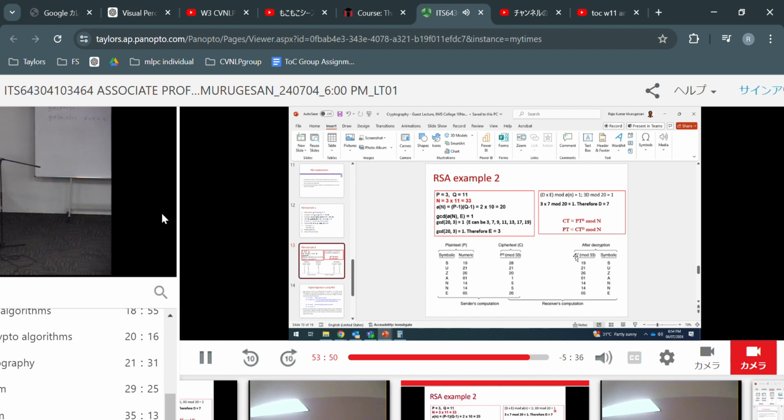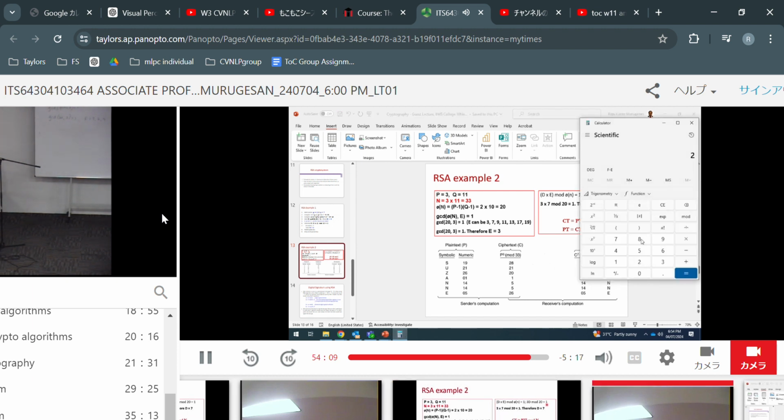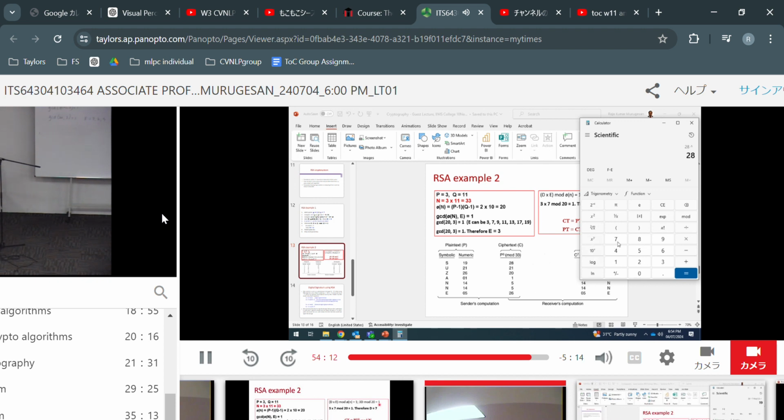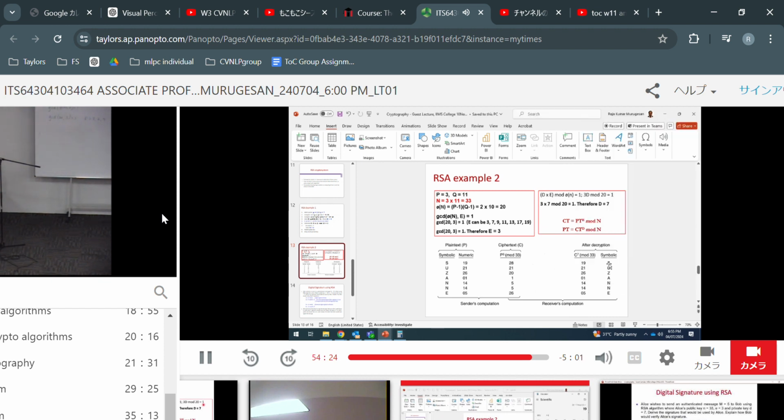Now it has to be converted to plain text on the receiving side. So what is the formula to convert ciphertext to plain text? Ciphertext power D mod n. Ciphertext is 28 and D is 7. So 28 power 7 mod 33. We should get back the original plain text. So 28 power 7 mod 33 is 19. Yes, 19. You got back your original numerical value, meaning you got back your original text.